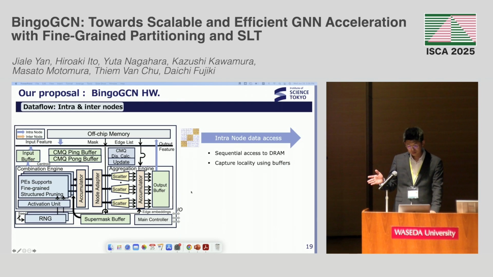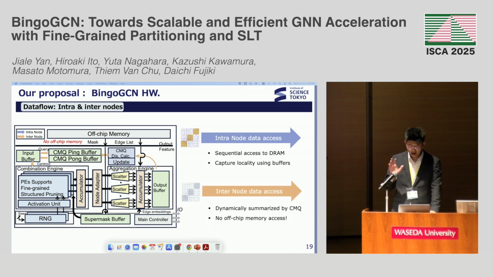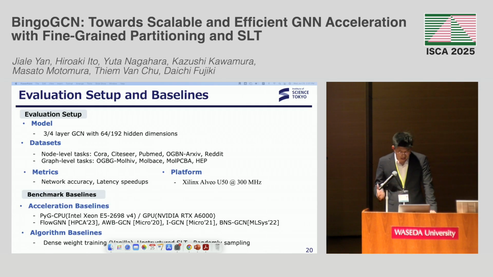So for intra-node, blue arrows illustrate that it begins from object memory with nodes and then goes through the combination engine and aggregation engine, finally stored in the object memory. For the inter-node, orange arrows illustrate that it begins from the CMQ ping-pong buffer and also goes through the combination engine and aggregation engine, then uses the CMQ unit to update the codebook. So here's our evaluation setup.